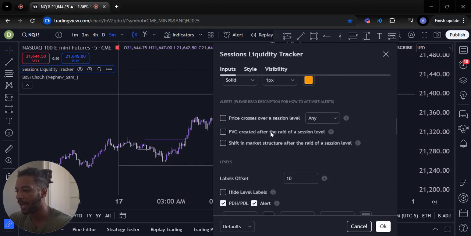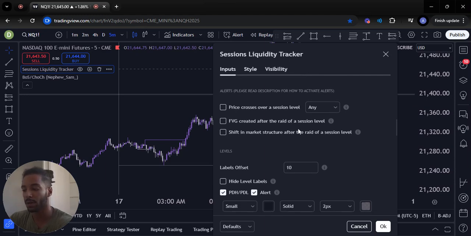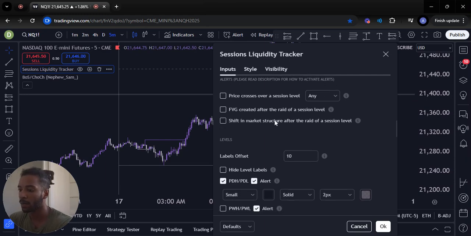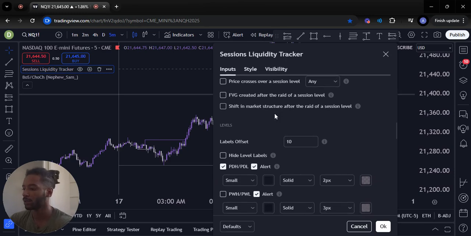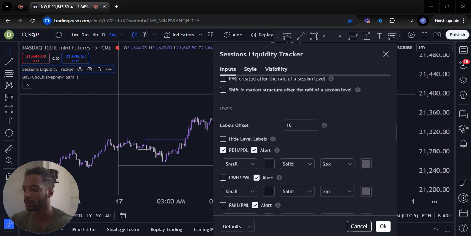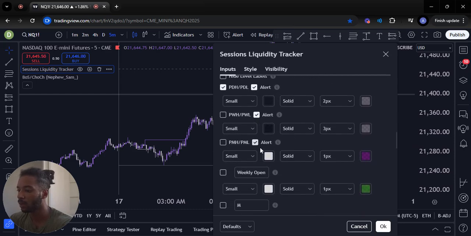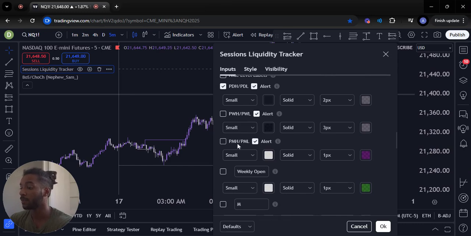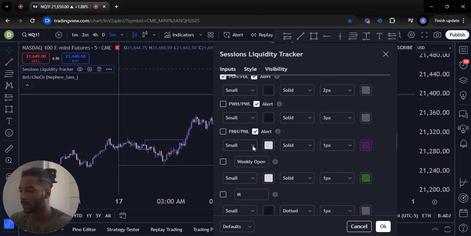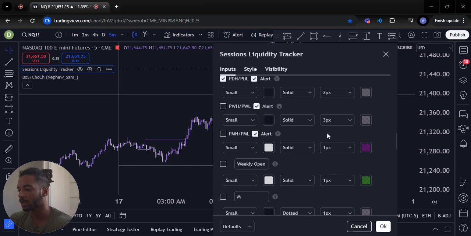You can have FVG alerts, right? So if you're waiting for a market structure shift, you can set an alert, if you get an FVG after a market structure shift, that'll come to your phone or come to your TradingView. And previous day high, previous day low, previous week high, previous month high, previous month low. I don't use that, but you can use that. And you can change all the colors. You can change the border. You can change the text.